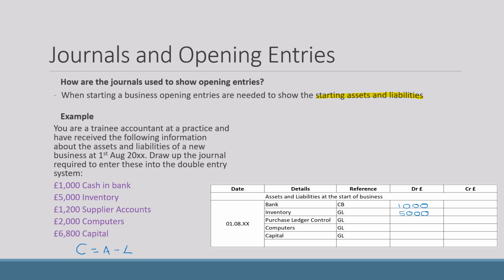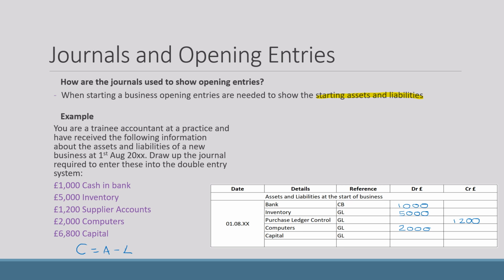Now our supplier accounts is money that we owe to suppliers. So that's going to be a liability account. So that's going to be our purchase ledger control account. So you're going to have your 1,200 balance there. Your computers are usually fixed assets, so therefore they're going to be an asset account. So that's going to be a 2,000 debit balance there.